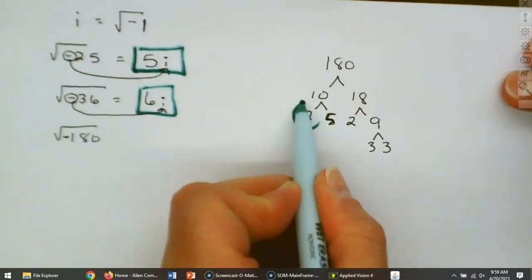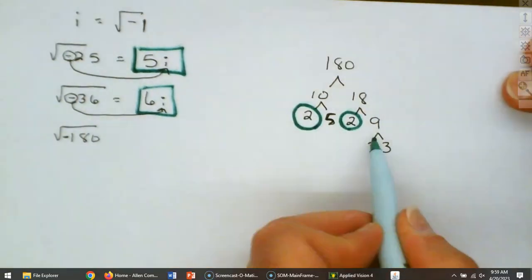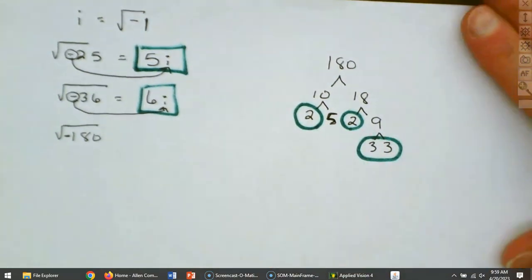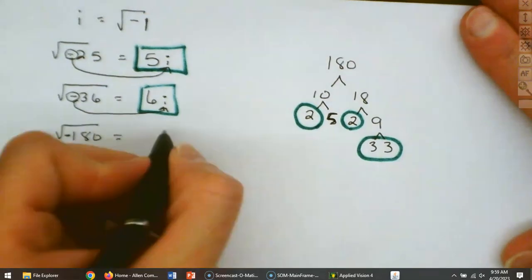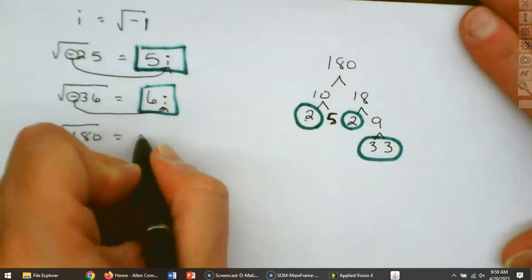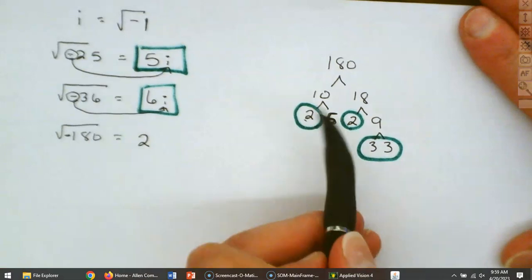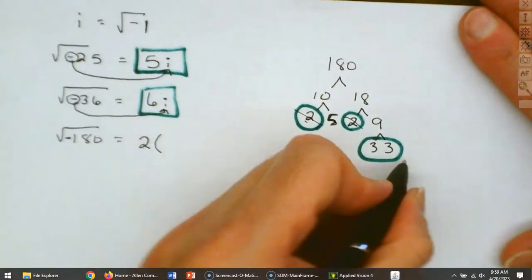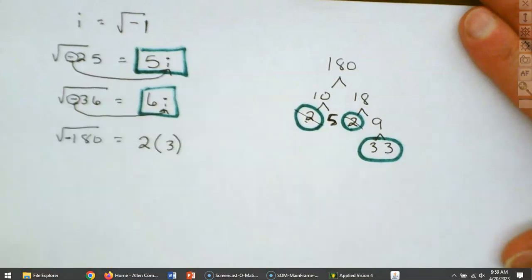Remember, the pairs come out in front. So we have a pair of 2s, and we also have a pair of 3s. Let's write out what we've got. We've got a pair of 2s. So when they're paired up like that, they come out as 1. So those are gone. We have a pair of 3s. So that comes out as a single 3.